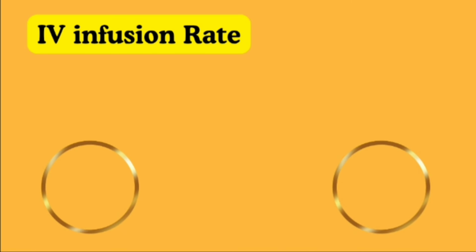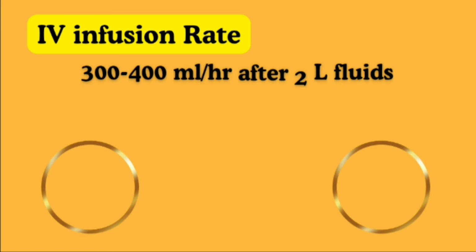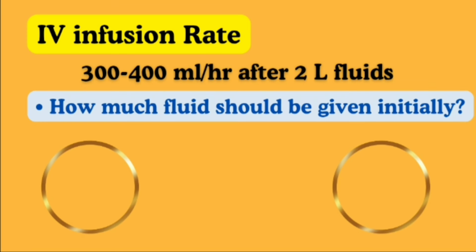After the first 2 liters of fluid which have been given, the IV infusion rate should be 300 to 400 ml per hour. The fluid of choice is normal saline 0.9% unless the serum sodium is more than 150 milliequivalent per liter, when 0.45%, that is half normal saline solution, should be used. The volume status should be carefully monitored clinically.